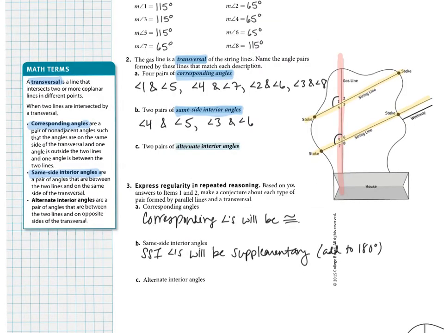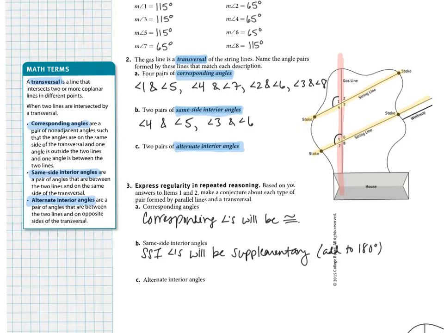Let's go ahead and look at our last new definition. Alternate interior angles. In the margin on the left, it says alternate interior angles are a pair of angles that are between the two parallel lines and on opposite sides of the transversal. So it's a little bit different from same side interior angles. Alternate means it's going to be on opposite sides of the transversal. There's two pairs of them. I'm going to help you come up with one of them.